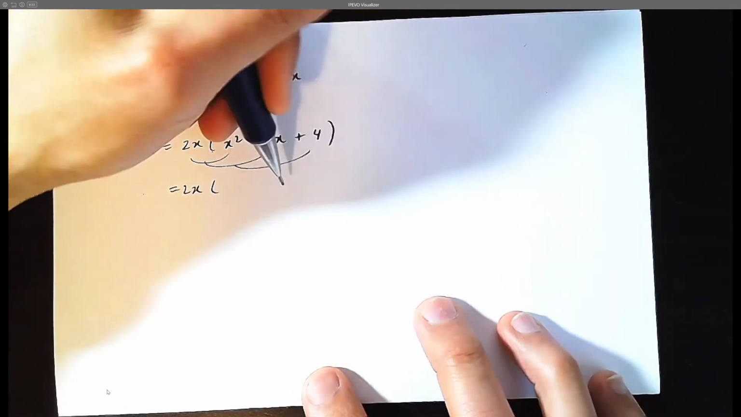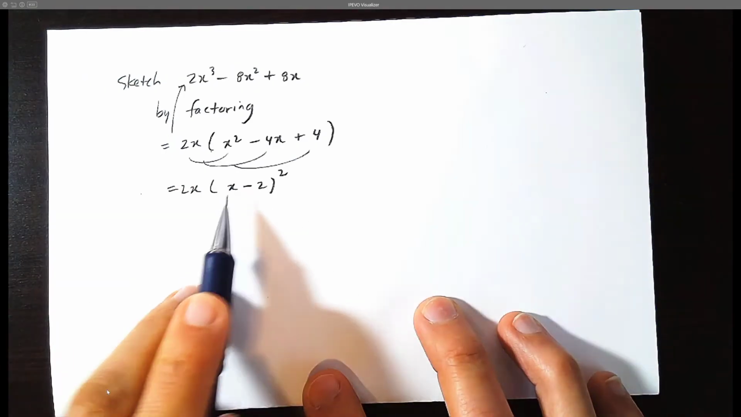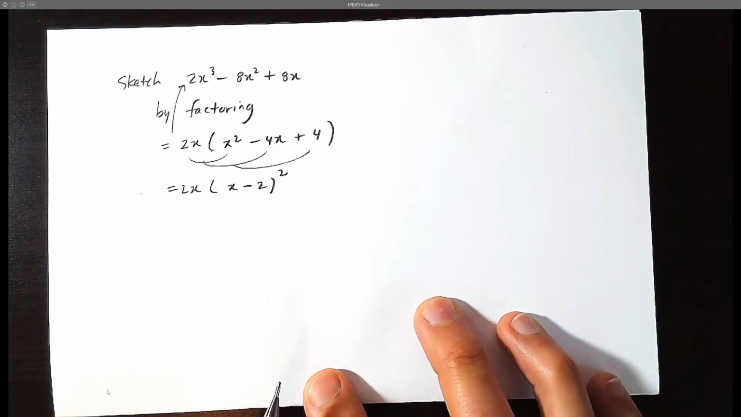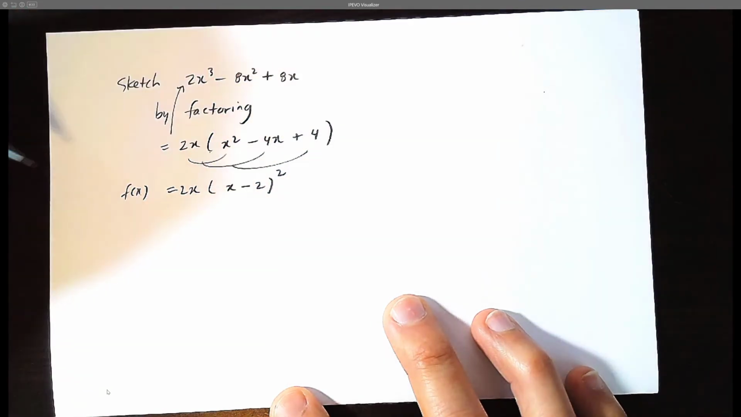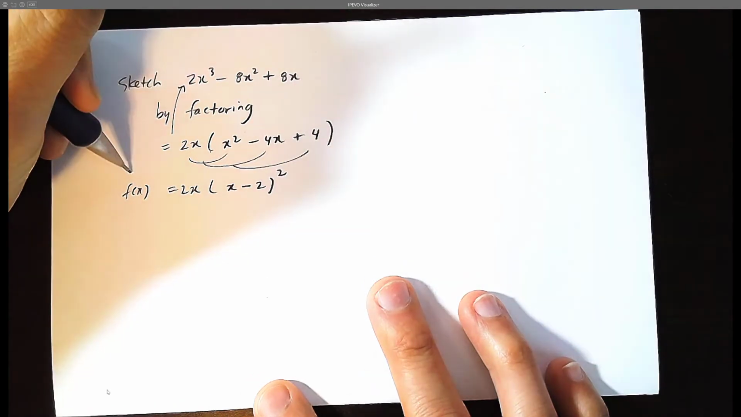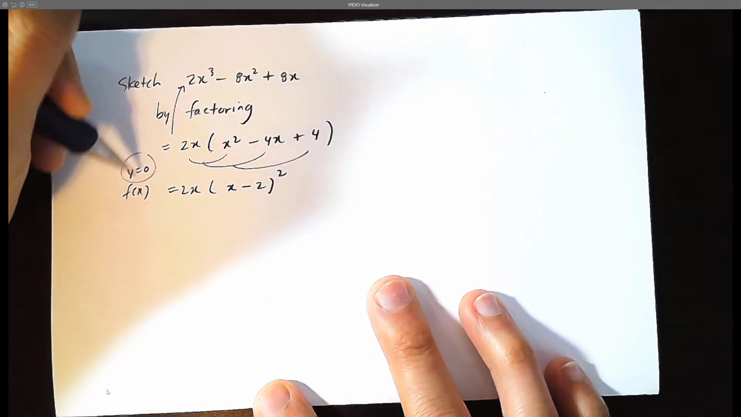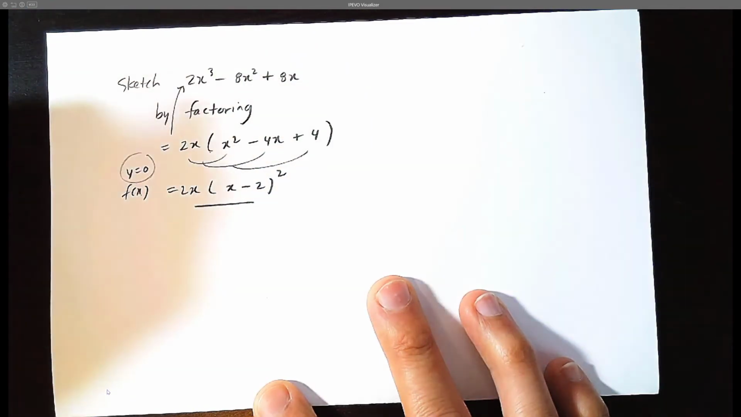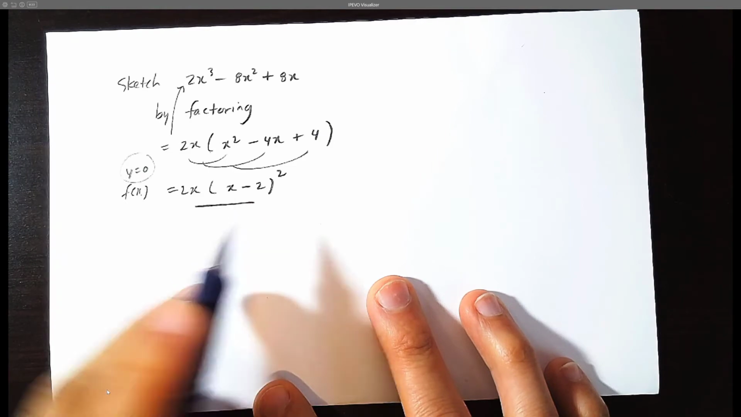And the answer is yes. This is going to be x minus 2 squared. If you expand that out, it's going to be equivalent. So when you say that the function f of x or y is equal to this, we can sketch it. Because you could think about when this y value is equal to 0. 0 is equal to this function in the case where x is 0 or x is 2.